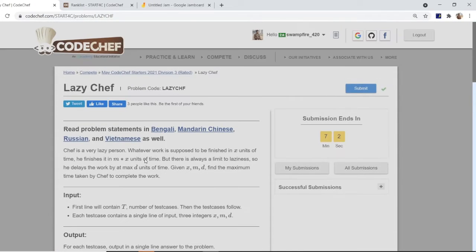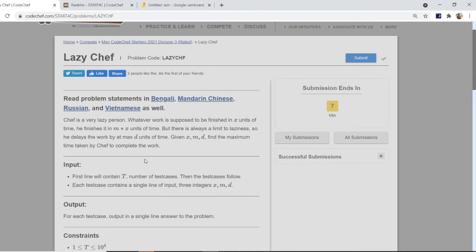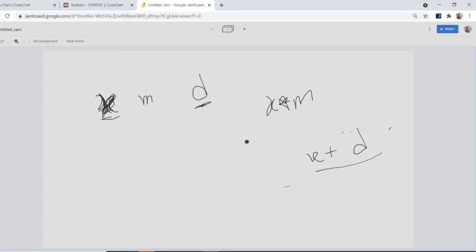I'm not going to read the essay here. According to the question, we have three values: x, m and d. There is x unit time in which the chef is supposed to finish the work, but the chef wants to finish the work in x into m time. But there is a limitation, and the limitation is d time. So the chef at most has x plus d time. We have to find the minimum time in which the chef has to finish the work.